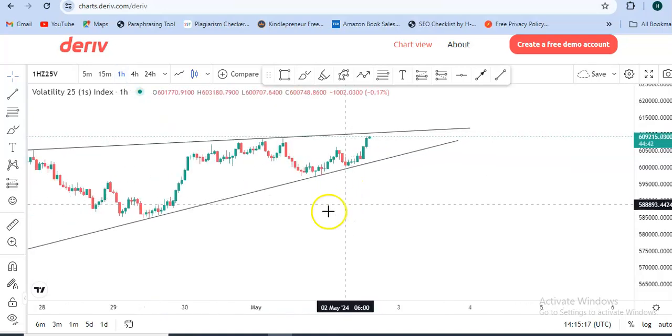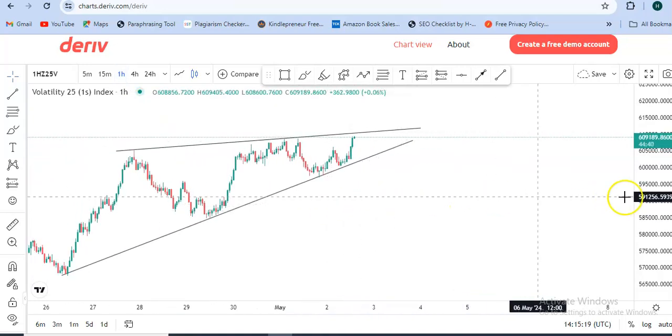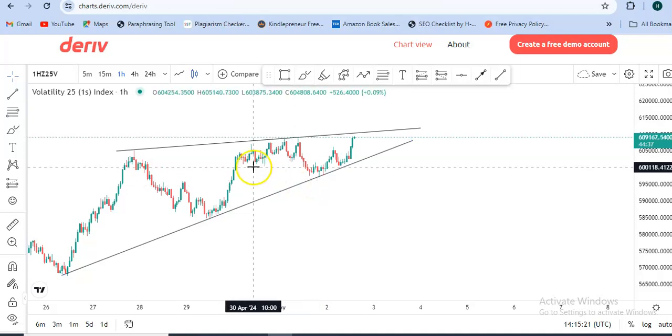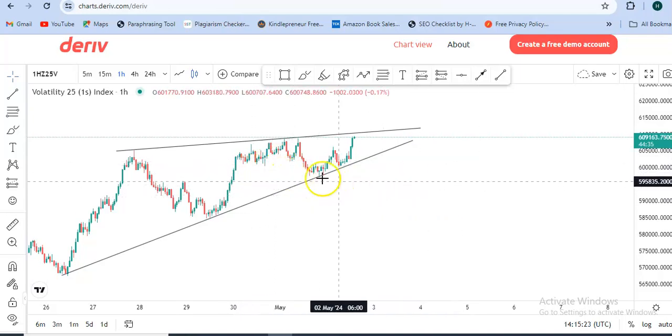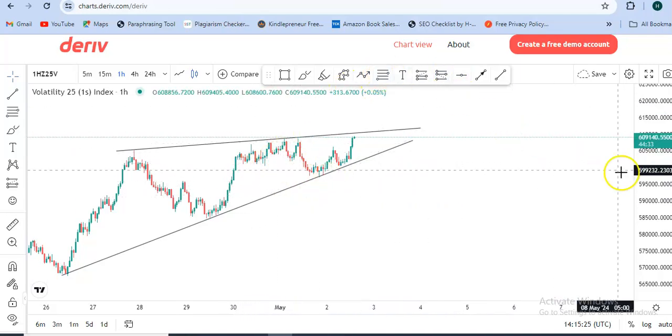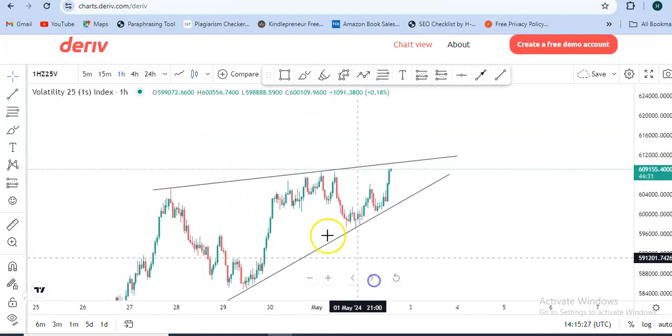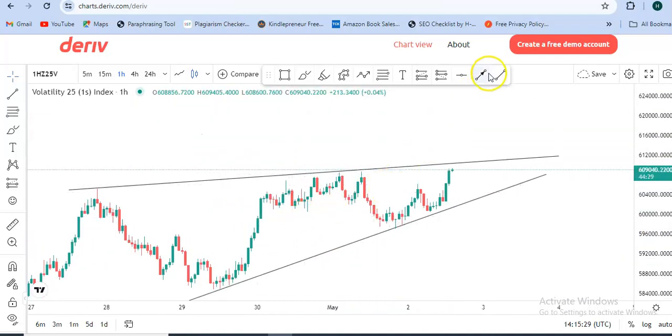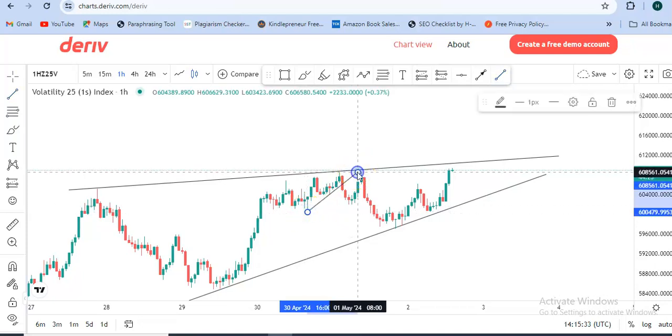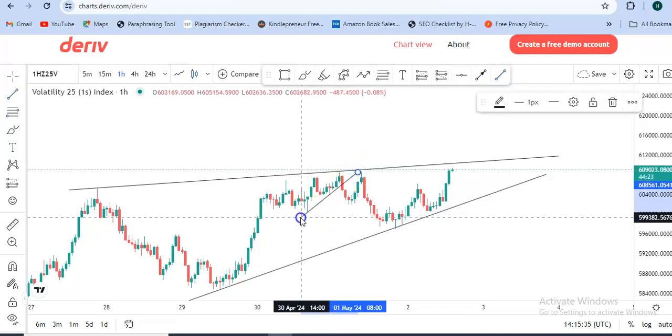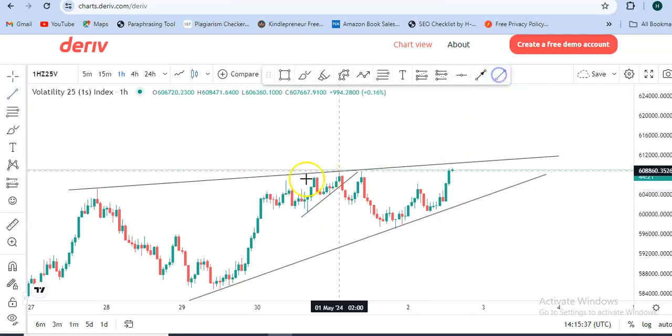Alright, so you can see on the 1-hourly time frame what happened, guys. This is the structure I was telling you guys about. You can see what the market was actually doing. The market was actually forming a structure somewhere here. You can see what the market did. It was just buying to the upside like this in an impulsive correction.